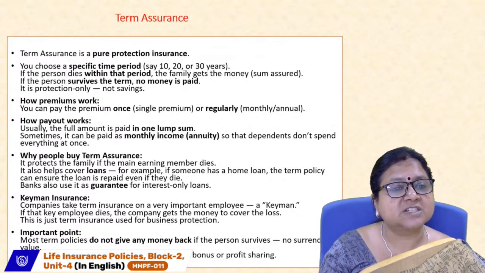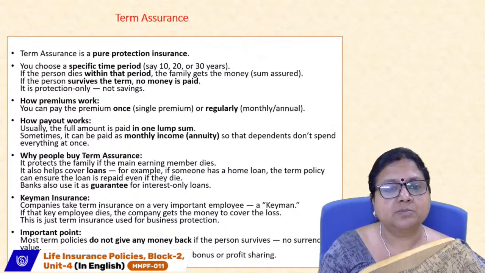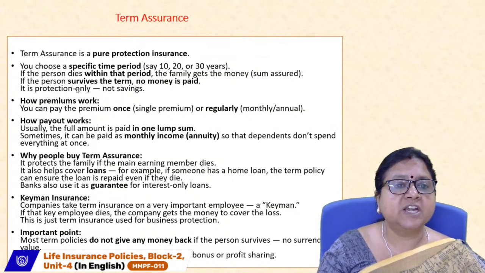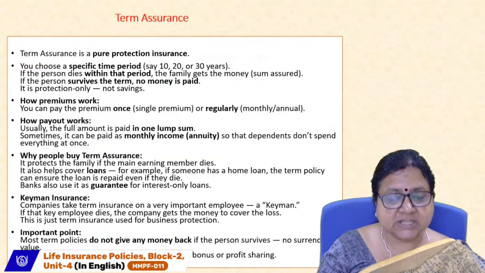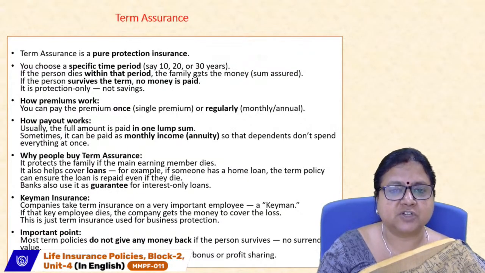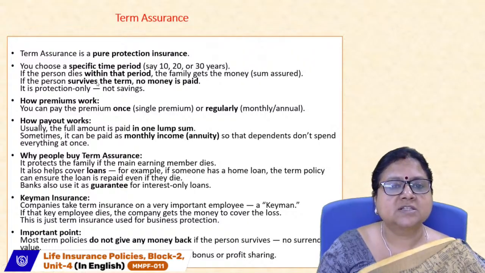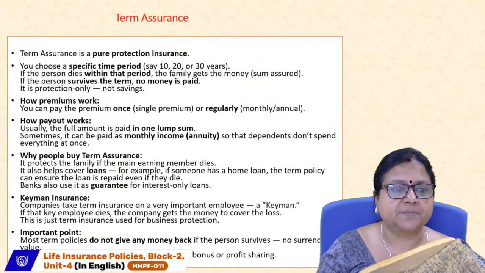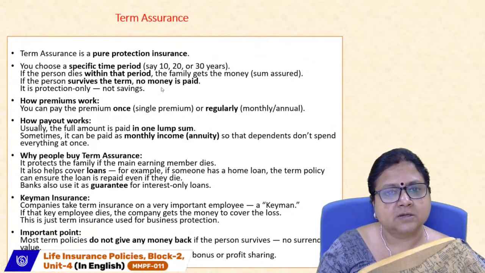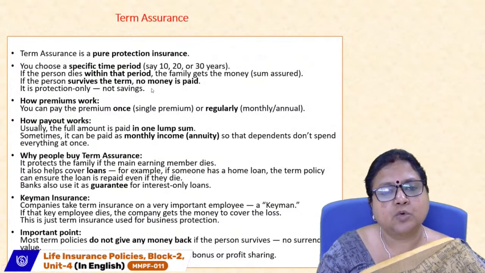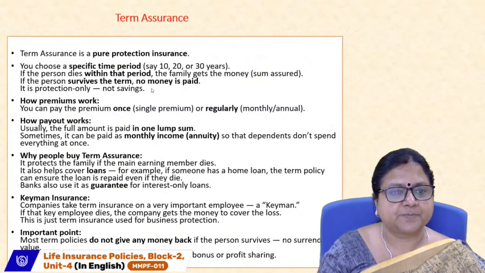So it is not a savings to the individual. Only if he dies within that particular period of the life insurance, then only the survivors will get the money. So it is a protection only, it is not a saving. This is how it is different from the whole life insurance.